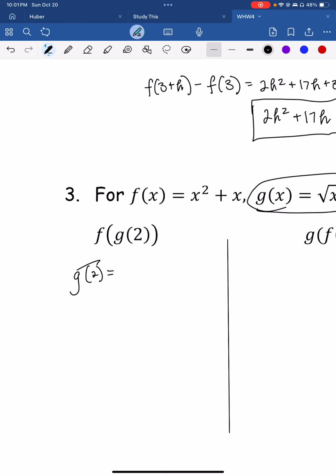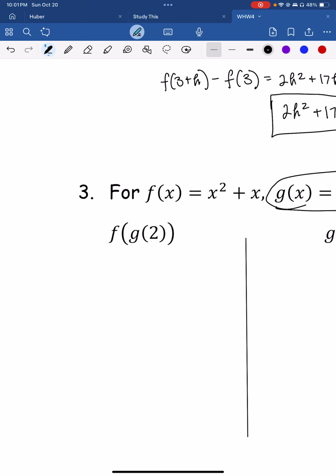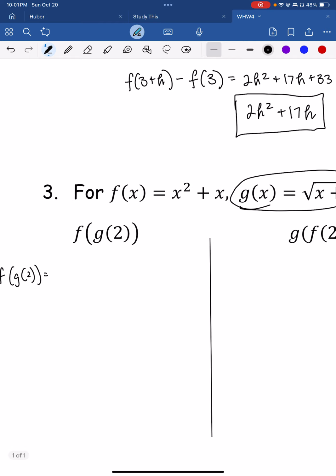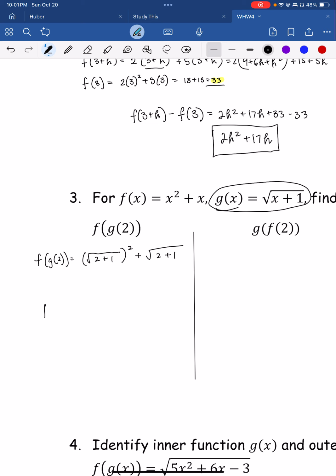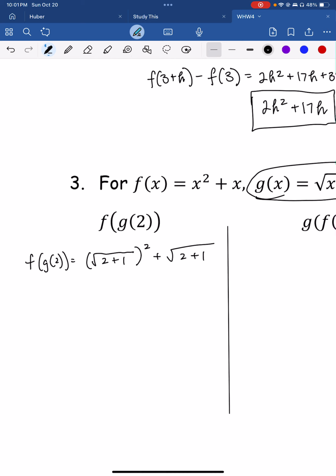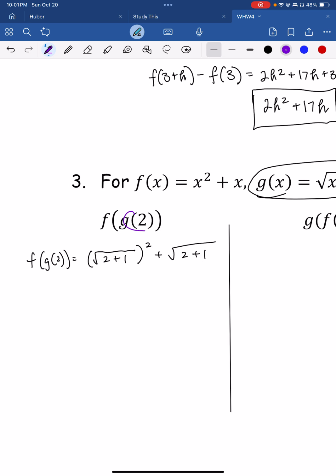So I'm going to write it out the long way first, and then we can solve it two ways. So basically, f of g of 2 is equal to, and this is the longer way, square root of 2 plus 1, because I plugged in 2 as x, squared, plus square root of 2 plus 1. This is the long way. The shorter way, and this is just because I always prefer to break things up, is you start from the inside and go out.